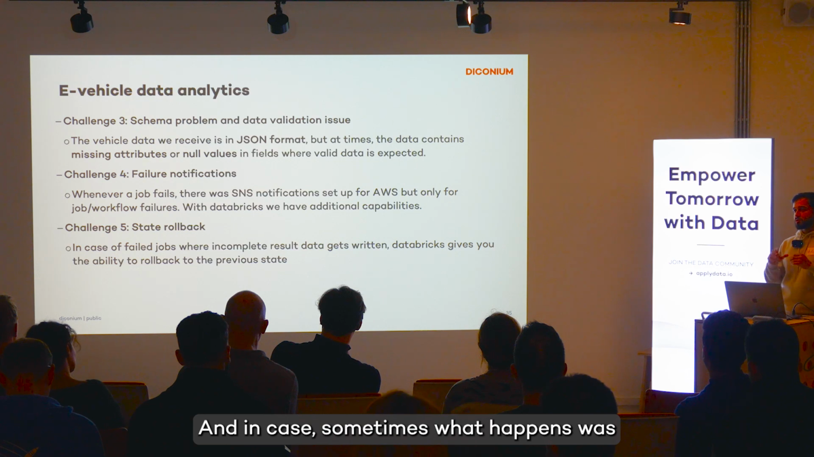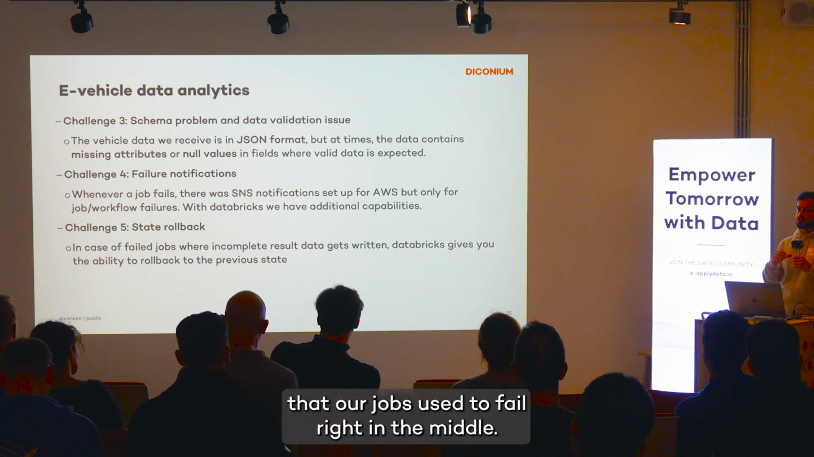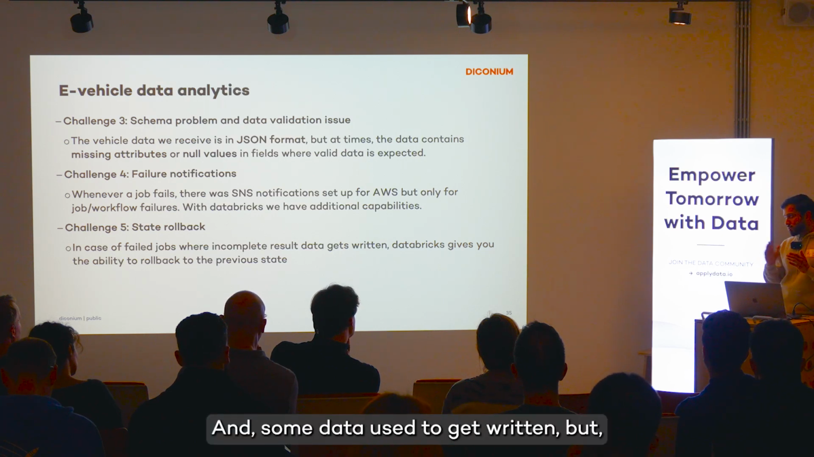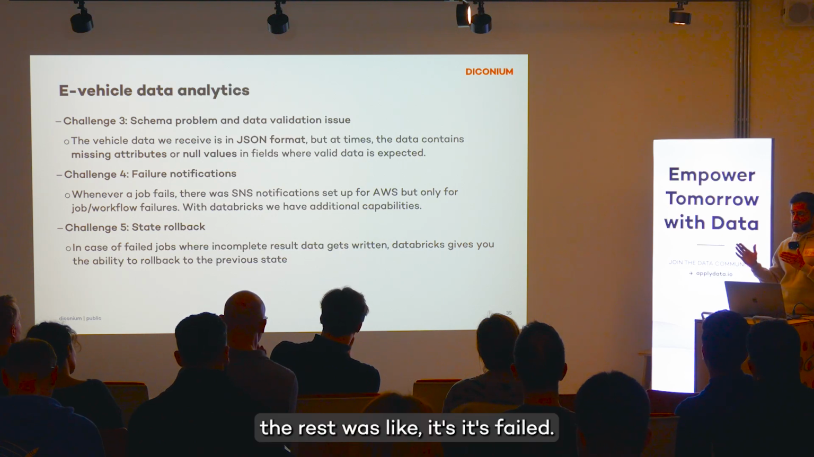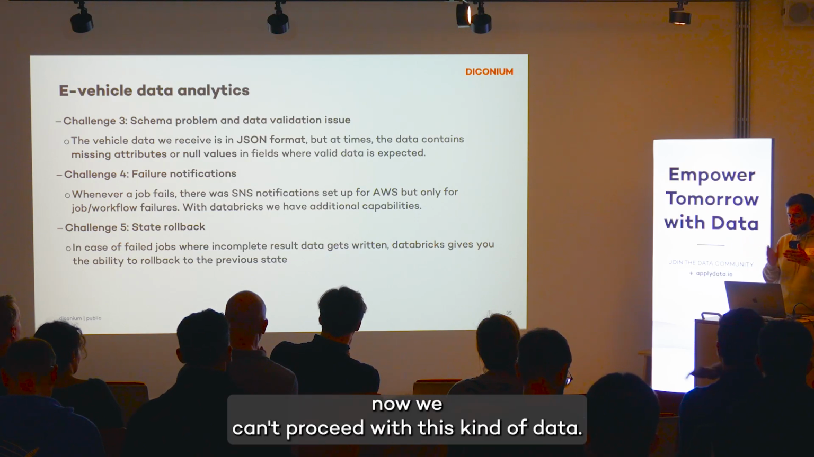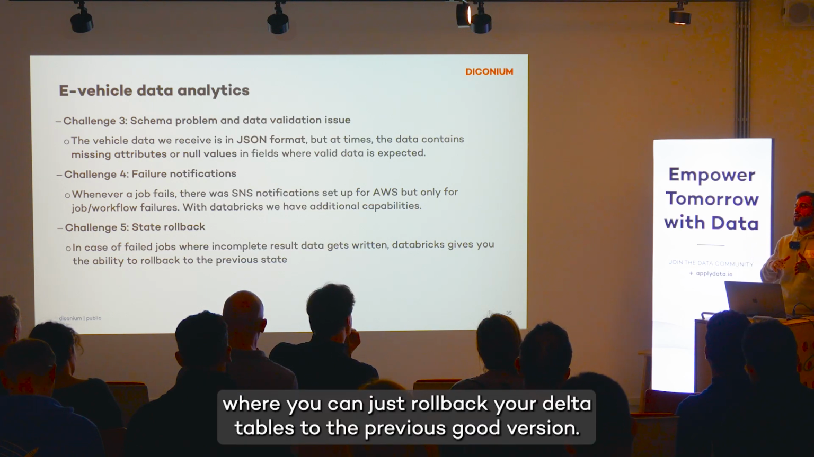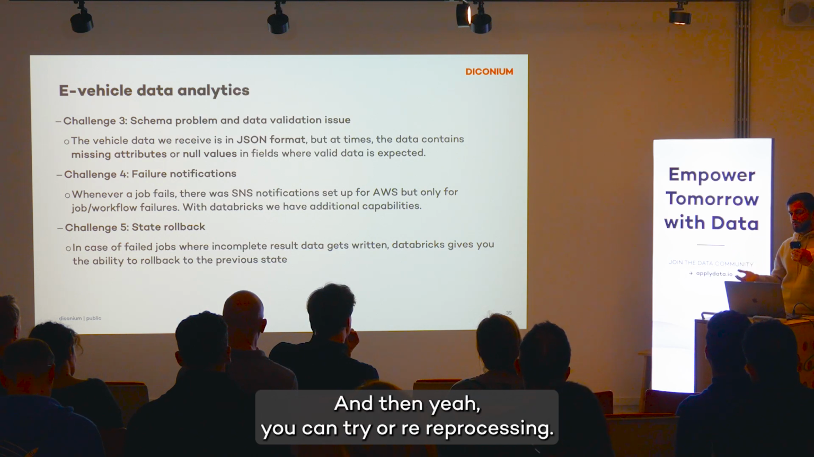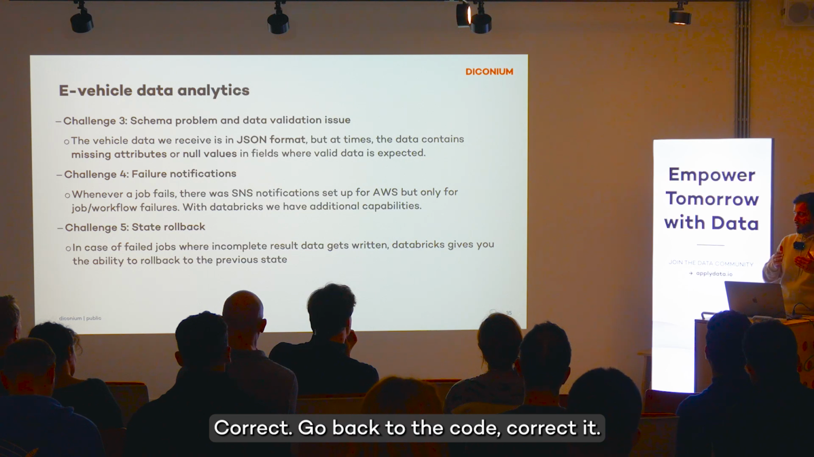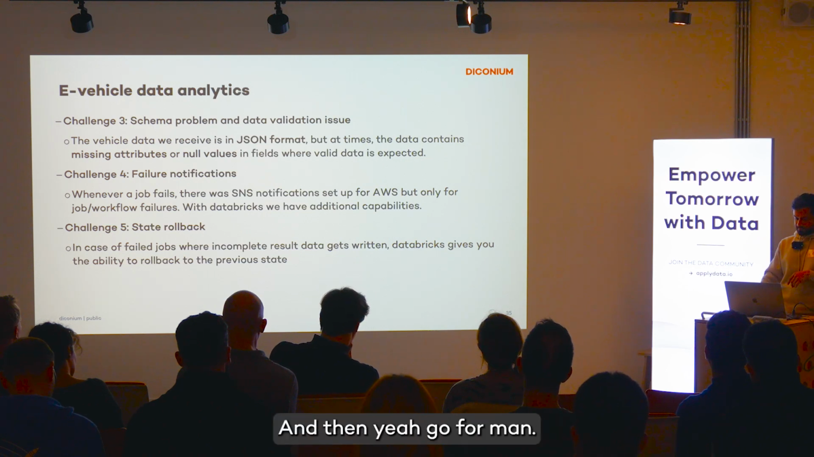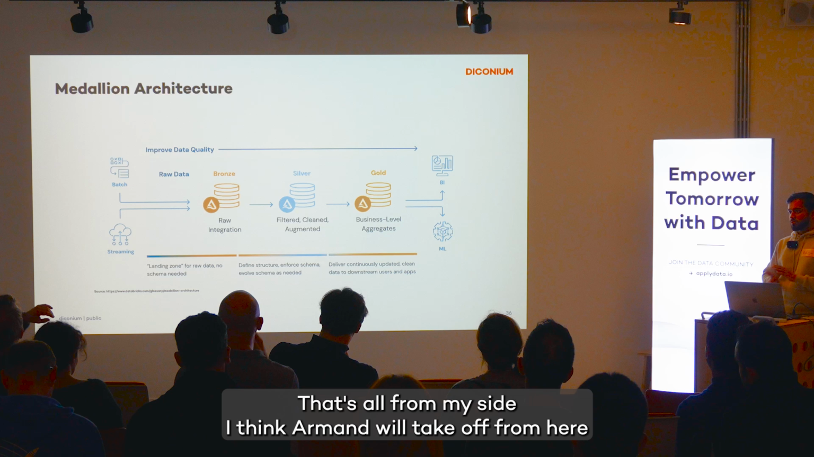And sometimes what happened was that our jobs used to fail right in the middle, and some data used to get written, but the rest failed. So now we can't proceed with this kind of data. With Databricks, you have a rollback feature where you can roll back your delta tables to the previous good version, and then you can try your reprocessing, go back to the code, correct it, and go forward. And that's all from my side.